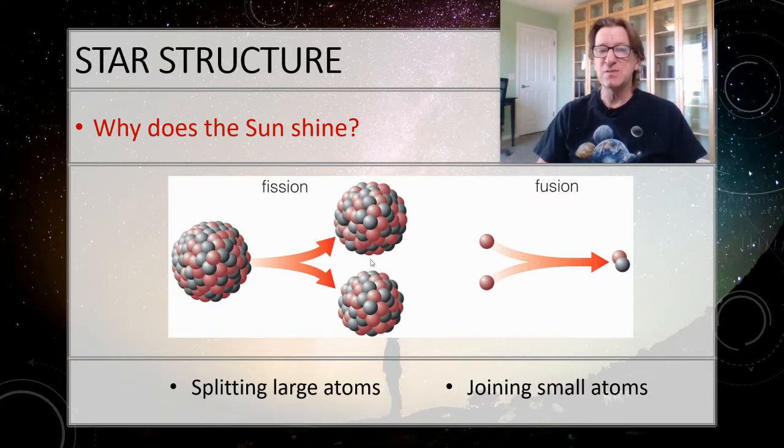Well, the mass of these smaller atoms, if I add them up, is less than the total mass here. We've lost some mass. That means I've got to have gained some energy somewhere, because if you remember Einstein, you've probably heard E equals mc squared.